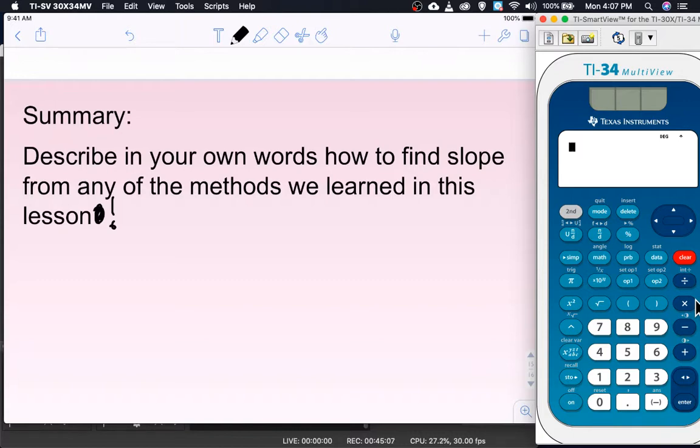So we learned 3 different ways of finding slope. We found slope from 2 points. We found slope from a graph. We even actually graphed a couple lines. And then we found slope from a table. So pause the video. Describe at least one of those right now in your own words. And then hit play, and then we'll go through them together.